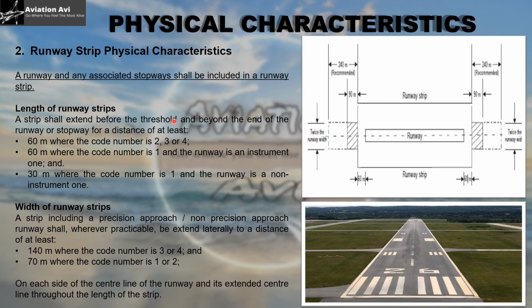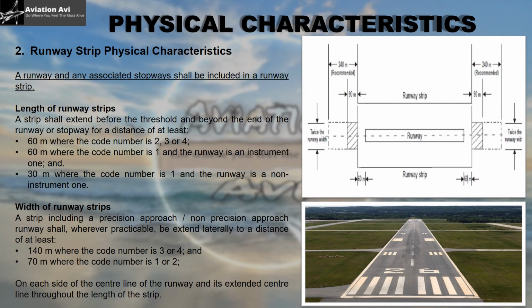It should extend before the threshold and beyond the end of a runway to a distance of at least 60 meters when the code number of the runway is 2, 3 or 4. Further, 60 meters when the code number is 1 for an instrument runway and 30 meters when the code number is 1 for a non-instrument runway. So what we understood is for a code 2, 3 or 4 runway, this distance from the threshold or from the end of the runway should be 60 meters.